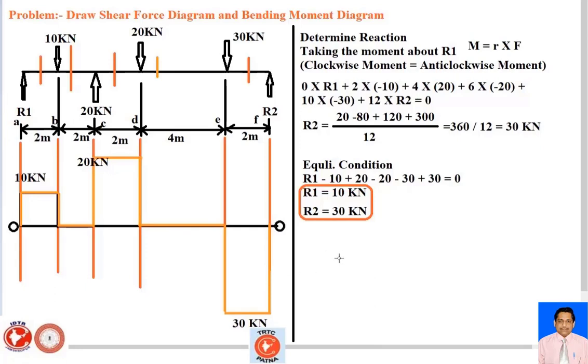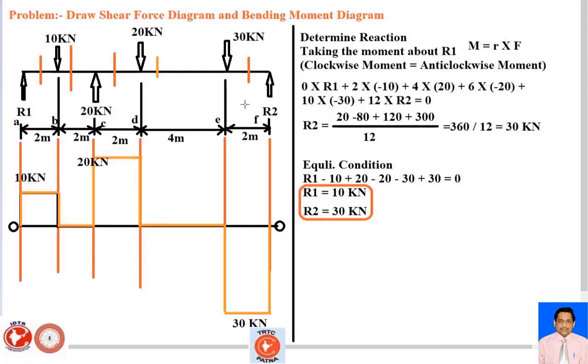Next, how do we compute the bending moment diagram? It is very important in terms of drawing the bending moment diagram. So come to the next. I am going to compute the bending moment diagram and show how to draw it.